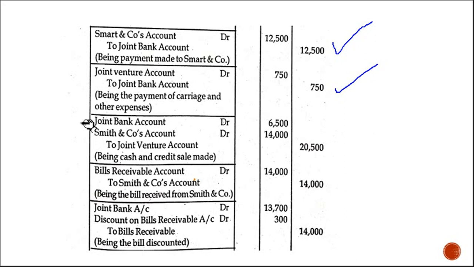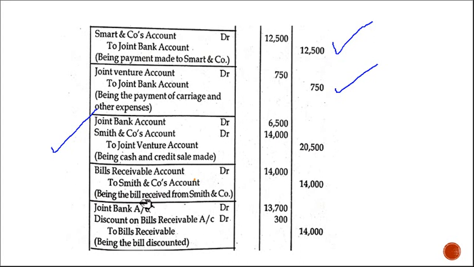But here, what happens? The cash sales entry would be joint bank account debtor to joint venture account 6,500. For credit sales, Smith and Company's account debtor to joint venture account 14,000. You can write them separately, or you can write cash and credit together: joint bank account debtor 6,500, Smith and Company's account debtor 14,000, to joint venture account 20,500. You can write separately or as a combined entry.